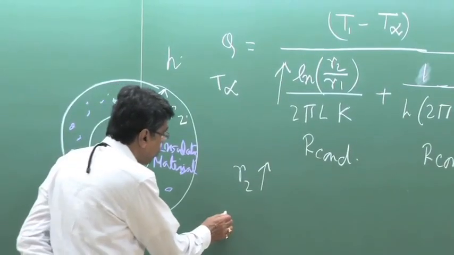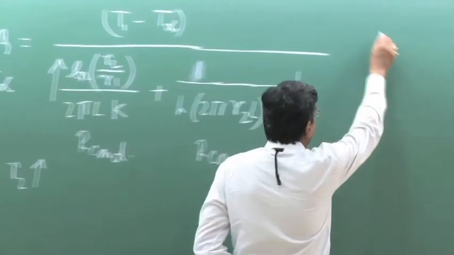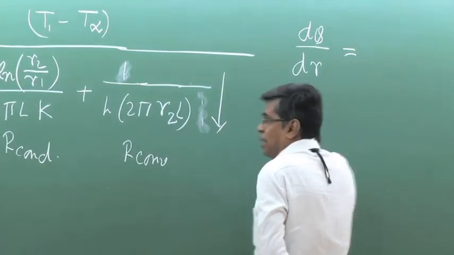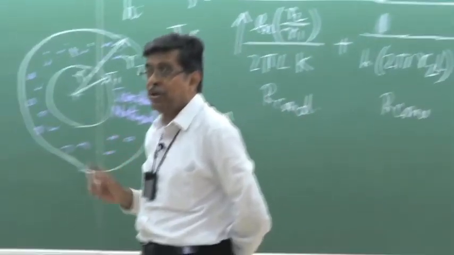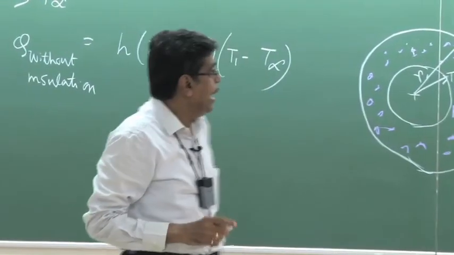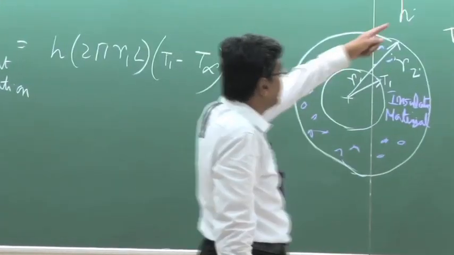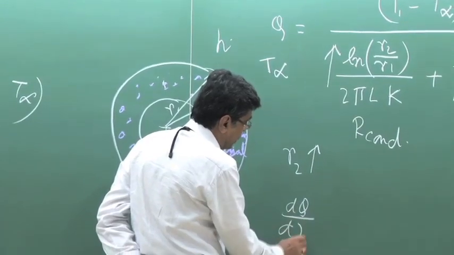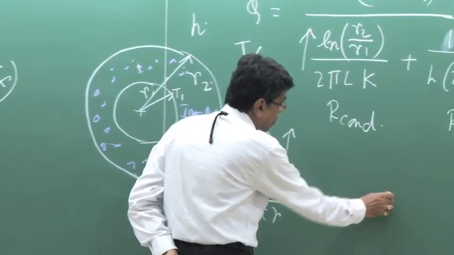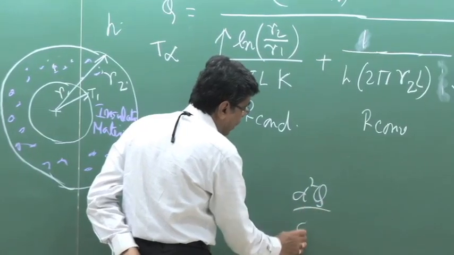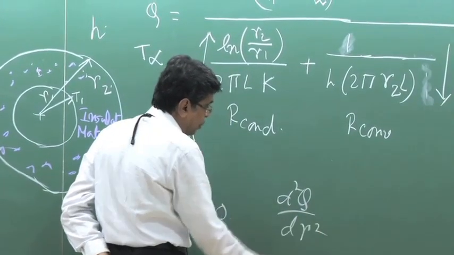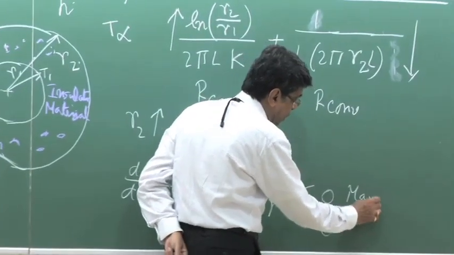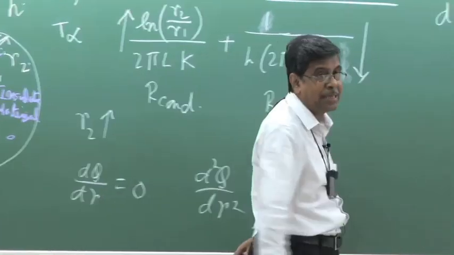Now how do we find out? We find dQ/dR and set it to 0. So we find the value of R2, for a given R1, K, L, where dQ/dR is 0. We set dQ/dR to 0 for the extremum condition. Then we check for minimum or maximum depending upon d²Q/dR²: less than 0 means maximum, and greater than 0 means minimum. This is now a routine task at school level.